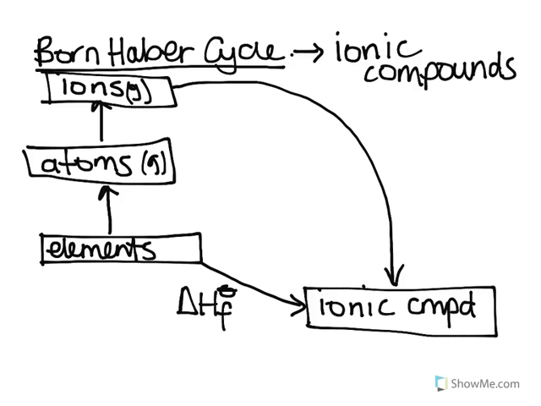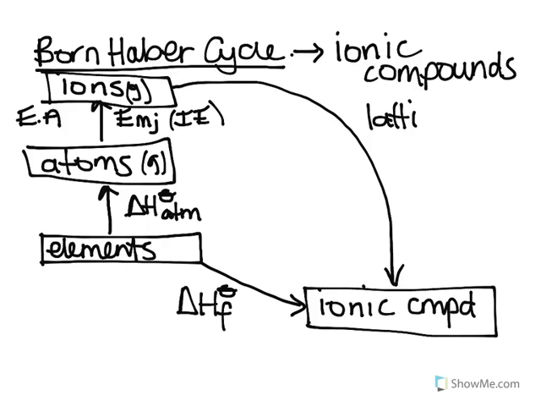So the energy changes involved at each stage. To go from the elements to gaseous atoms, we're talking about enthalpy change of atomization. To go from gaseous atoms to ions, we're either talking about ionization energies if we're making positive ions, or electron affinity if we're making negative ions. And when we take the gaseous ions and put them together to make the ionic compound, the energy change we're talking about is the lattice energy.